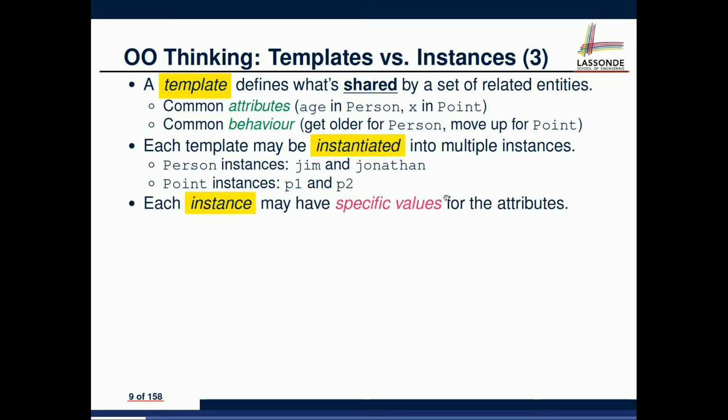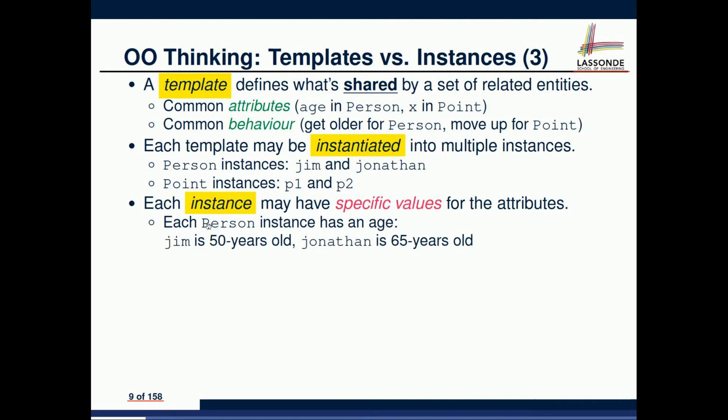And each instance may have specific values for the attributes, right? So now the values for the attributes are really instance specific. For the person template, Jim's attribute value for age is 50, and Jonathan's attribute value for age is 65. Both of them have age, but the age values for both persons are different. Also, each point entity has x and y, but their values might be different. For example, p1.x will be 3, and p2.x is different, -3. And p1.y will be 4, and p2.y will be -4, which is also different, right?